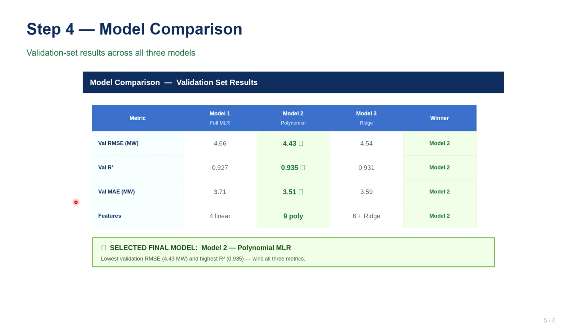Now the comparison that drives model selection. This table shows all 3 models side by side, judged only by the validation set, never the test set. Reading across, Model 1, the linear baseline, has a validation RMSE of 4.66. Model 3, the ridge model, improves to 4.54, and Model 2, the polynomial model, is best at 4.43, with the highest R squared and the lowest MAE.